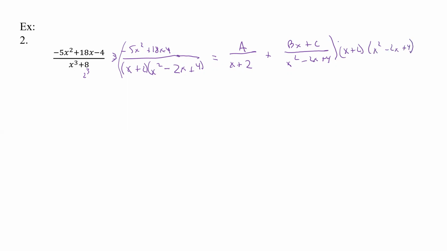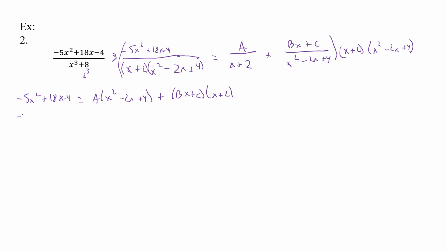Okay, so when we do the first term, guess what? The first term, we just get minus 5x squared plus 18x. And then I'm going to put a plus there again, but it's a minus 4. All right, and we get here. Well, the x plus 2's cancel, and so we get a times x squared minus 2x plus 4. And then we have plus, now we have bx plus c times what? Well, the trinomial basically cancels, and we just have x plus 2 we have to multiply.